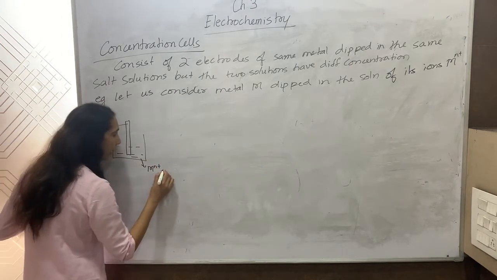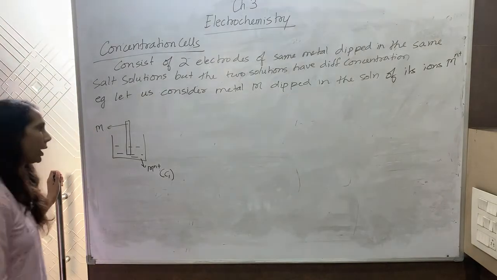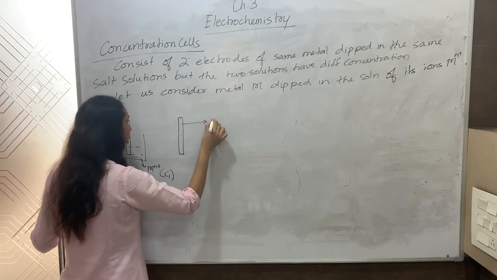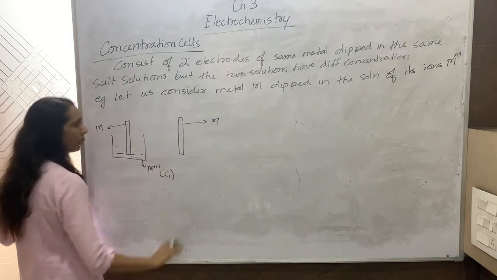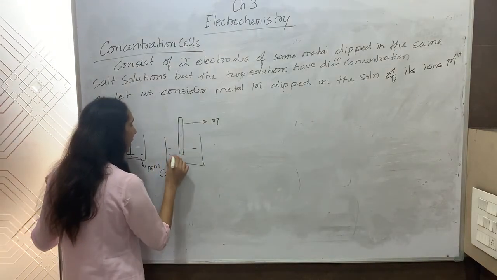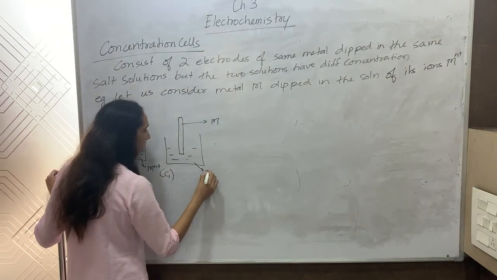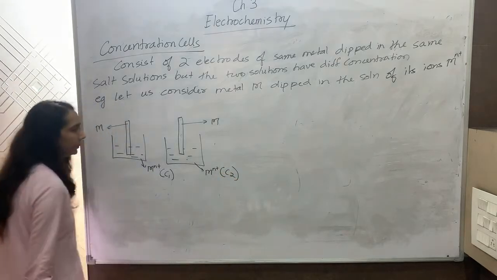and its concentration is C1. This is another same metal rod. If this is copper, this is also copper. If this is zinc, this is also zinc. The two rods have to be of the same metal. Suppose it is copper dipped in copper sulfate, so this is also copper dipped in copper sulfate. The ions will be same, but the concentration is different.